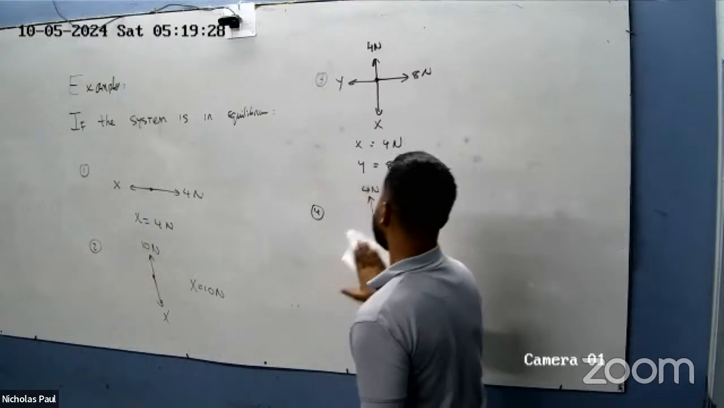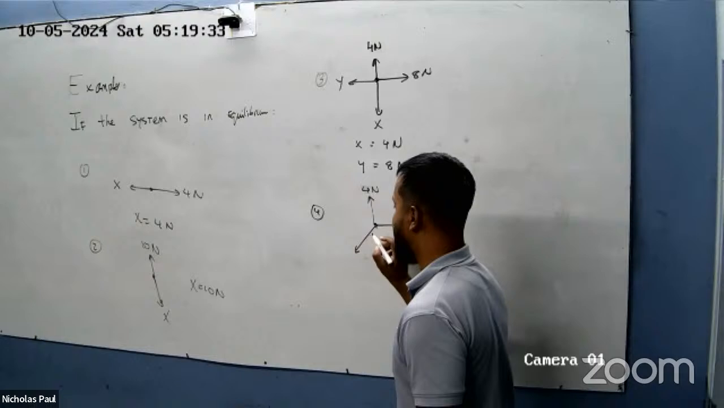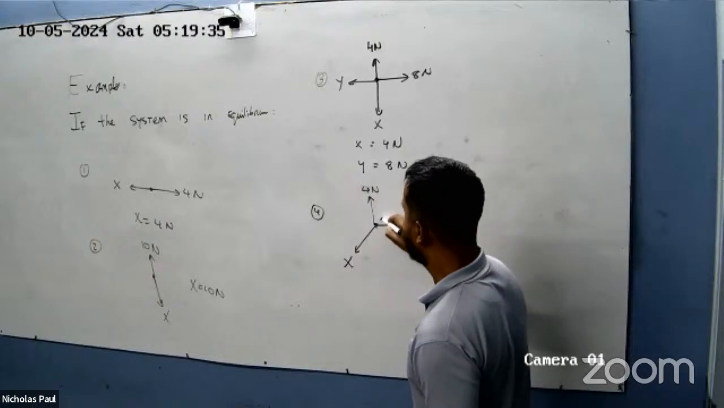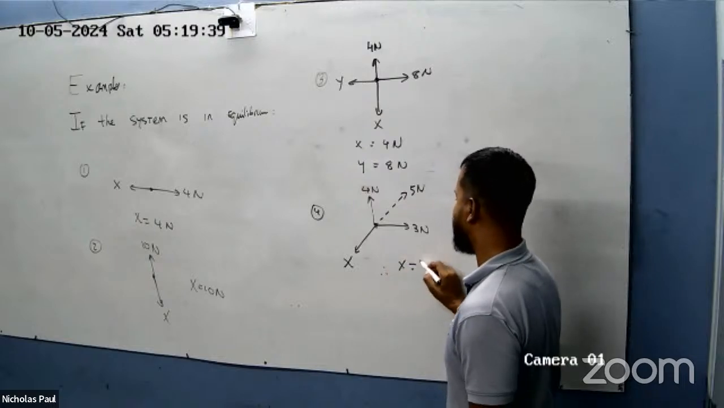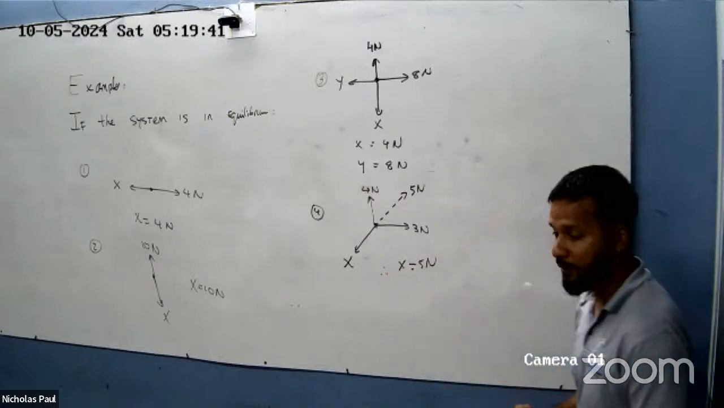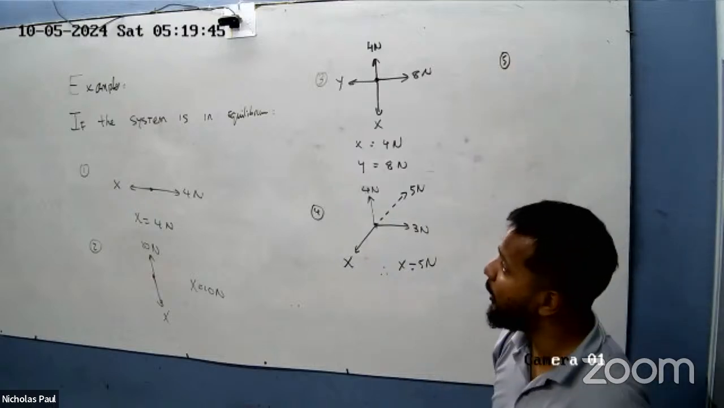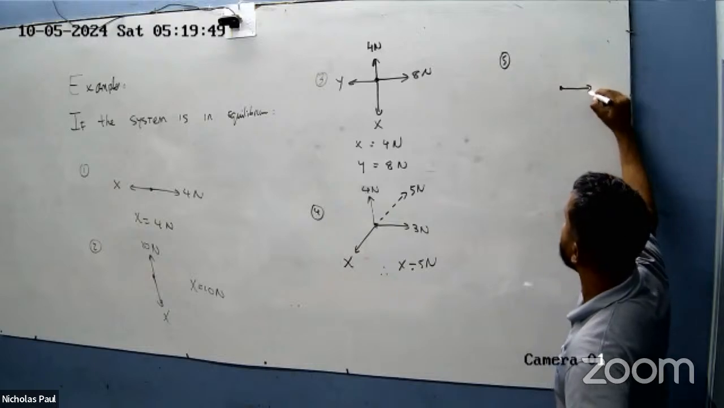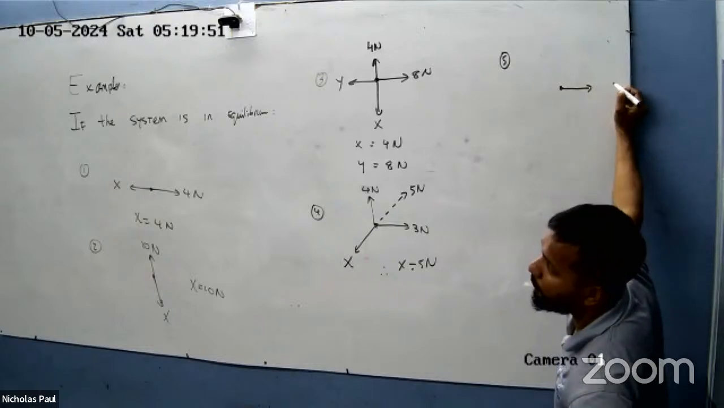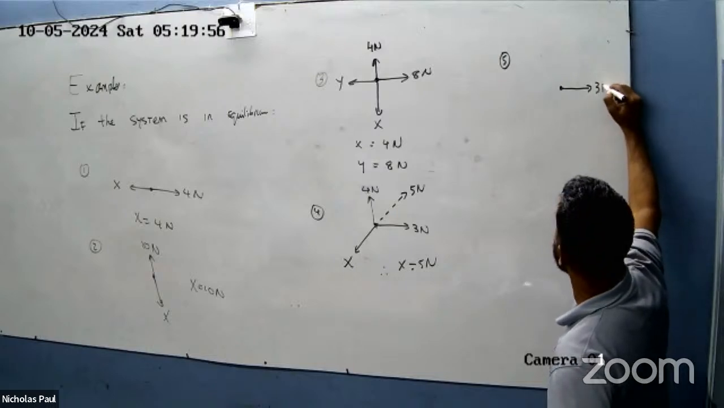All right, online. So the method I would have liked, for this particular example, I wanted the resultant here, which was 5 newton. Therefore, x is equal to 5 newton. Now we're going to Marquis method, right? Online, are you okay? Let's go to Marquis method.